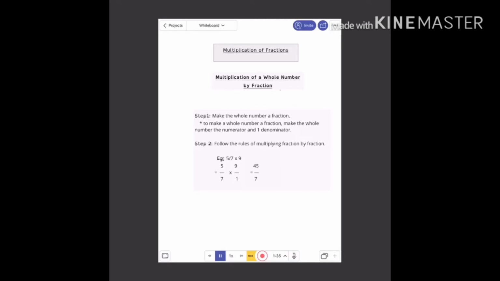The second step is to follow the rules of multiplying a fraction by a fraction. It's to multiply the numerator by the numerator and the denominator by the denominator.